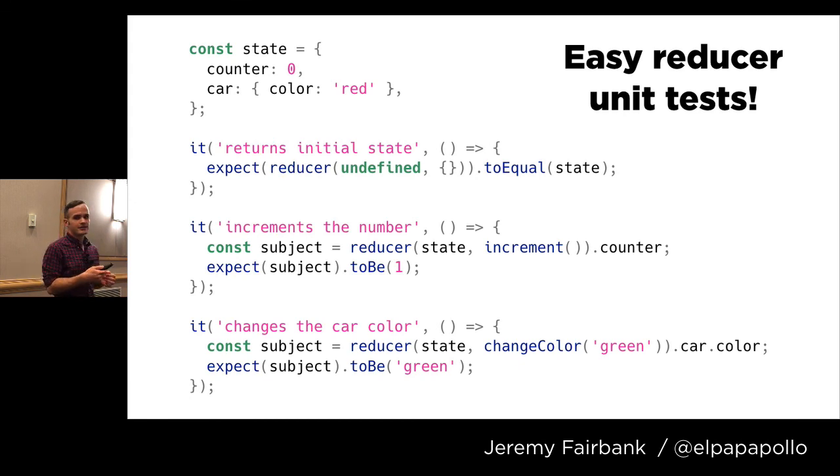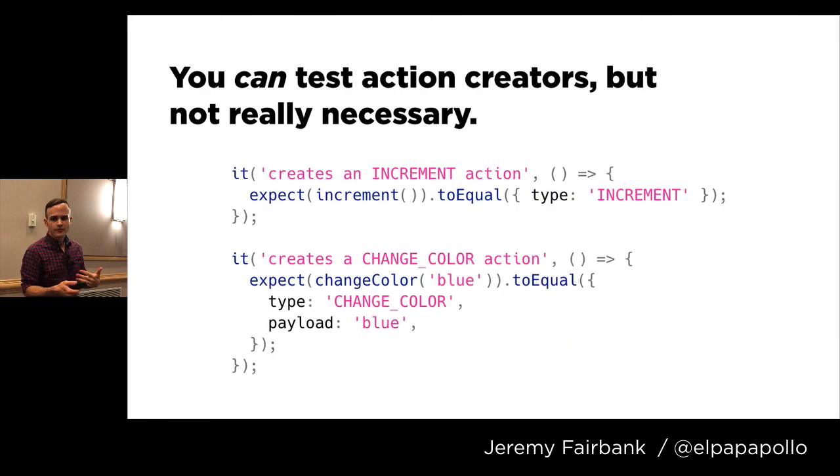That's easy to test. I can call my reducer with the state and a certain action, and I expect to get back a certain value. If I call it with increment, I expect the counter to go to 1. Same thing with the car. So it's really easy to test your reducer. Now, for action creators, you can test them, but you're going to capture a lot of that in your reducer tests anyway, so it's not really necessary, but again, you could test them. They're very easy to test because it's, again, just unit tests.